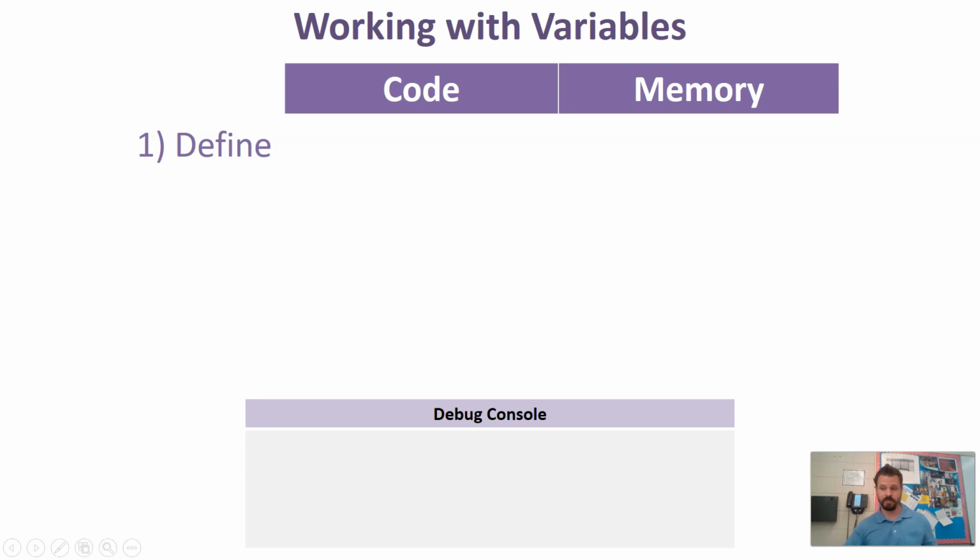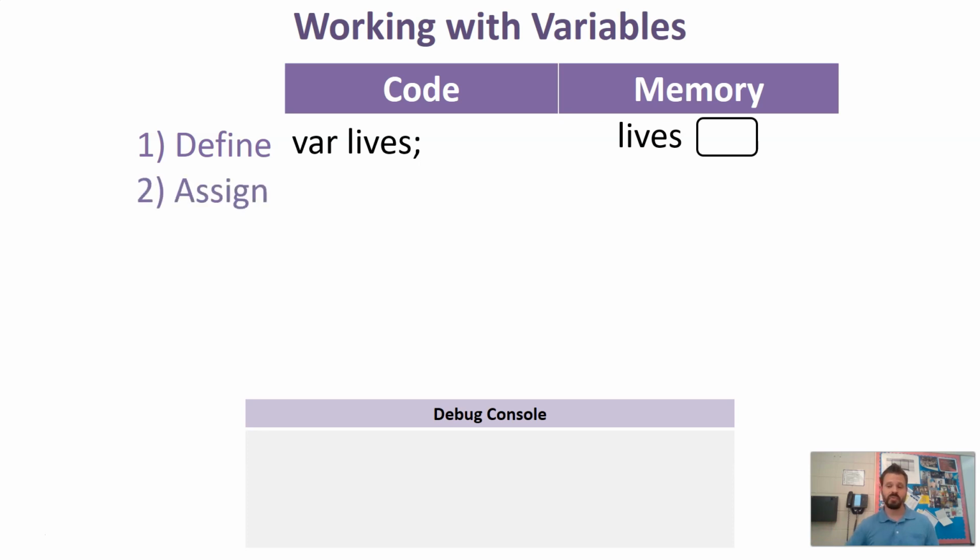Okay, so first thing we need to do, step one for dealing with a variable, is to define it, give it a name. And in JavaScript, we'll use the keyword var as in variables. So I'll say var lives. And what that does then is the computer in its memory creates a space to hold something and it names it lives.